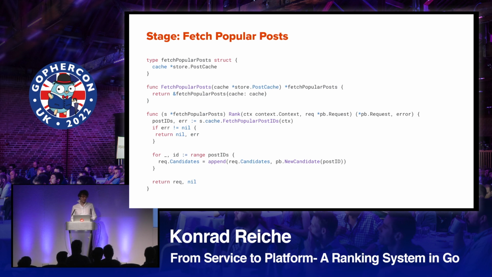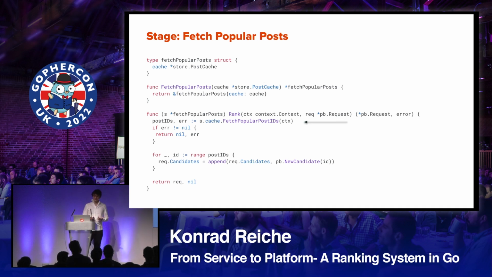Okay, a struct implements the stage interface. And each stage has only the dependencies it needs. And we pass in the dependency through the constructor. By the way, this is my favorite dependency injection framework. Just do it manually.